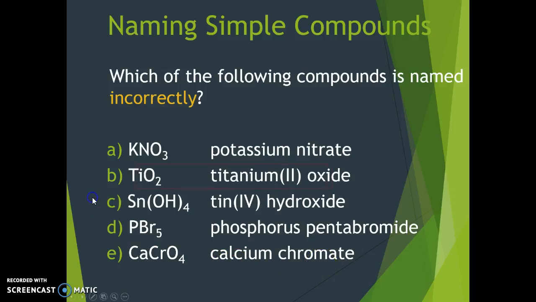So the one that I've skipped over, letter B, is the one that's incorrectly named, but let's see why. Again, oxygen always has a -2 charge, and since there are 2 of them, the total negative charge in the compound is 4, which means the titanium must have a +4 charge to balance the compound. So the correct name should be titanium(IV) oxide.